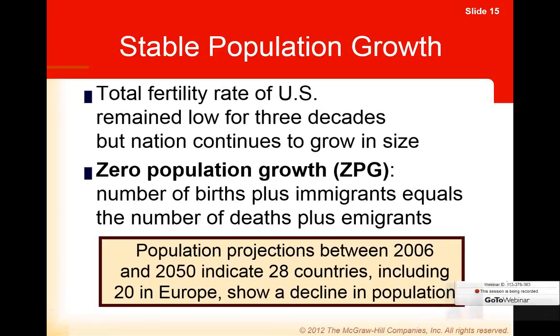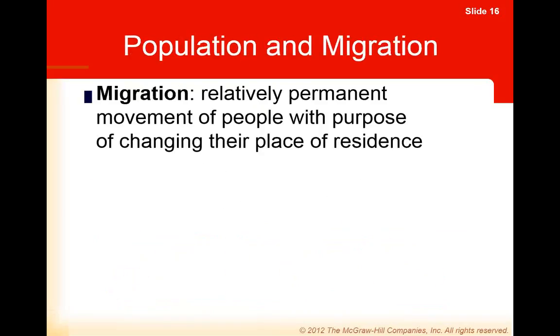There's 28 countries right now, including 20 in Europe, according to most projections, that show a decline in population, where they're actually losing population. And as I said, by 2050, there's a school of thought in demography that believes that enough of the world will have gone through the demographic transition that we'll be at zero population growth. Our population will stabilize somewhere around 9.5 billion people.